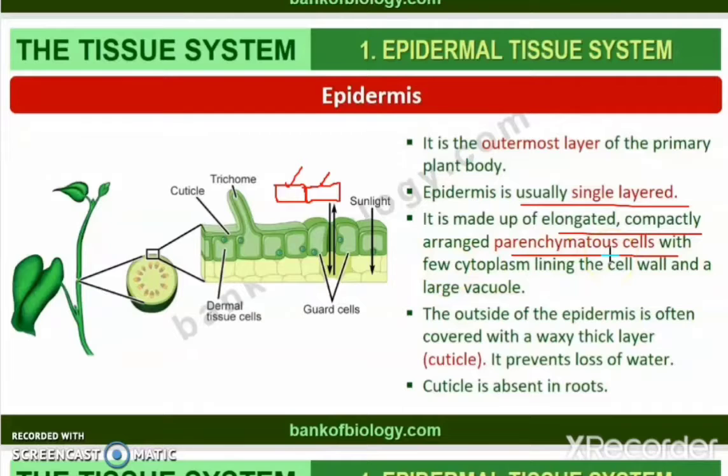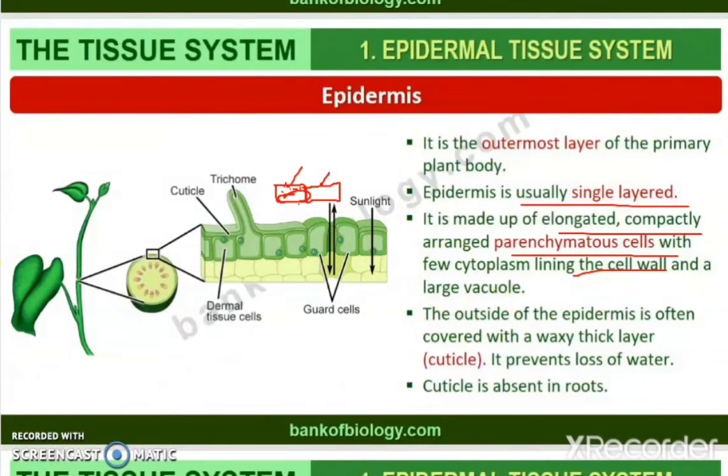So they are made up of parenchymatous cells with little cytoplasm lining the cell wall and a large vacuole. So what do they contain? They contain cytoplasm in them. And where is the cytoplasm? It is lining the cell wall. The cytoplasm is seen more towards the cell wall. And they have a large vacuole. Vacuoles are nothing but empty spaces inside the cell. Okay, so this is how the epidermis is arranged and how it is placed in the plant body. So it is made up of elongated, compactly arranged parenchymatous cells with little cytoplasm lining the cell wall and a large vacuole.